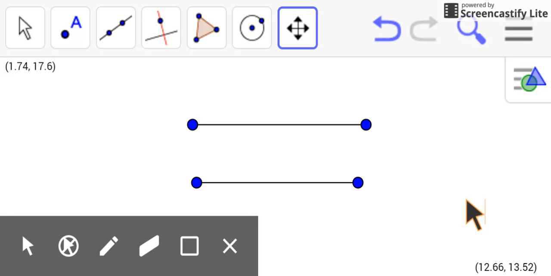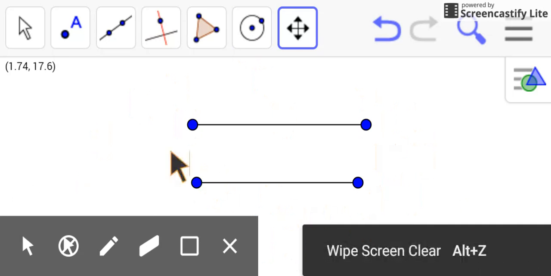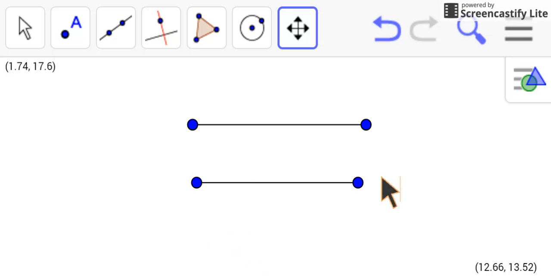And then I have coplanar lines. They're just lines that lay on the same plane. And this is a parallel. These are parallel lines. Okay.